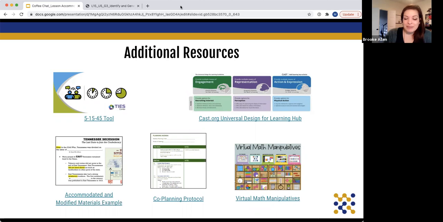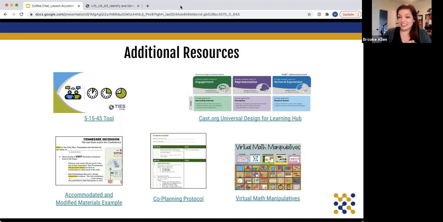Also in the bottom middle, there's another co-planning protocol that we've been working on with teams. On the left there, I'm going really out of order here, but that's okay. The accommodated and modified materials example. So this is an example that we created. It's the same lesson materials 3 times. The first one is the original, the second one is accommodated, and the third one is modified for our students with more significant learning needs. So that just gives you a visual of what this might look like on the materials.